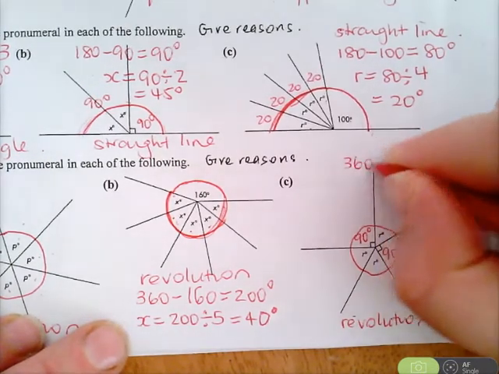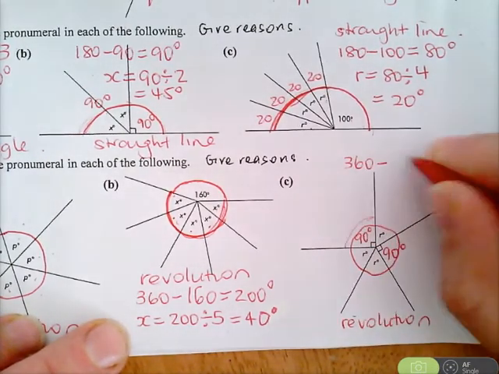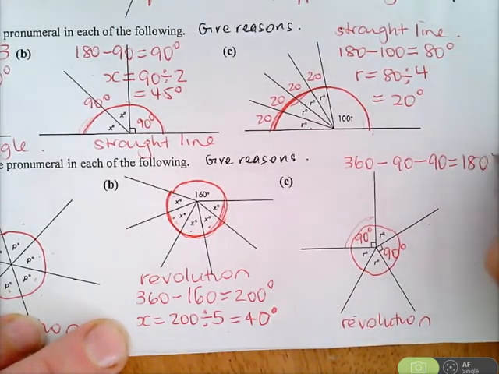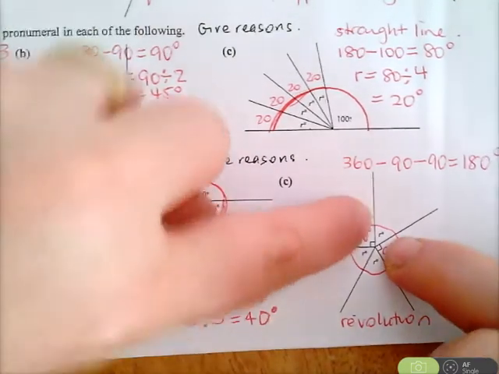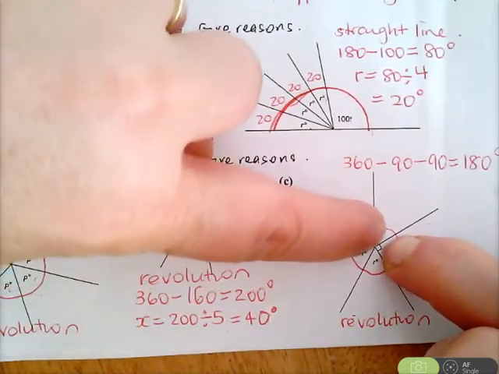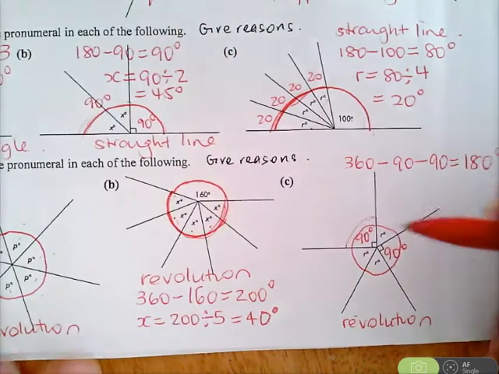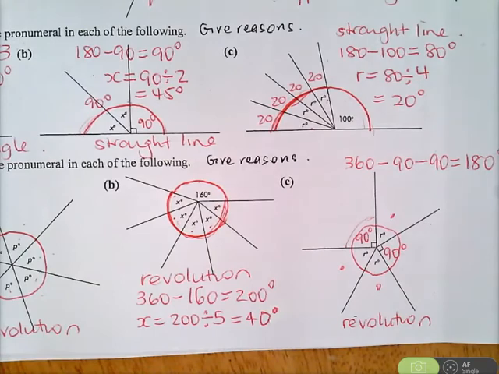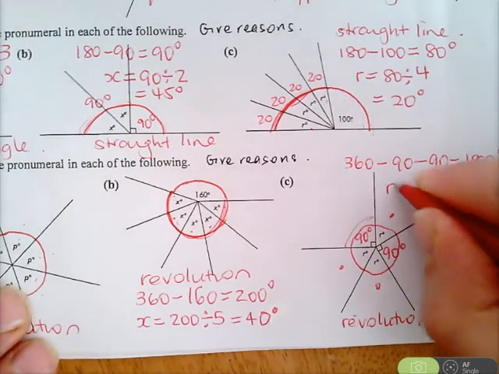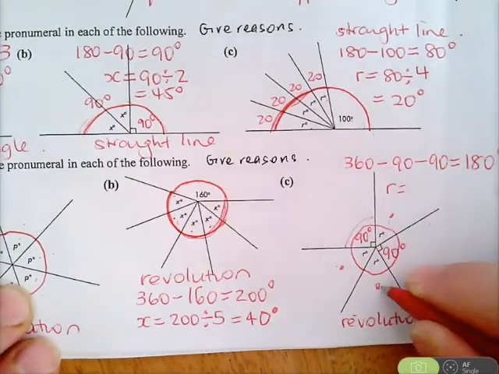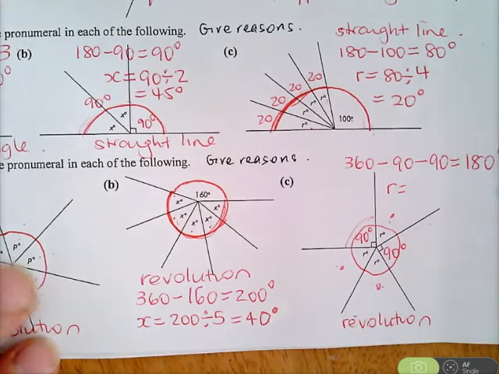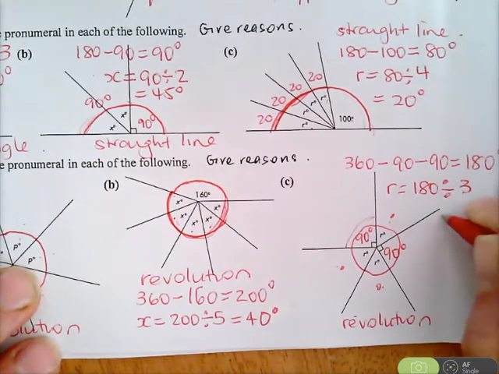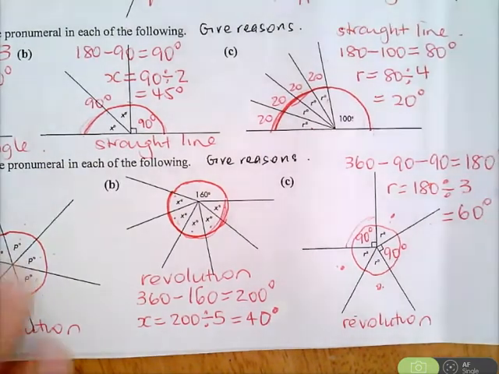So we're going to go 360 minus this one and minus that one is 180 degrees. So I've taken these two away, the minus 90 and the minus 90. So I've still got 1, 2, 3 R's that make up the remaining 180 degrees. So that R and that R and that R all add up to 180, and they're all the same size. So one of the R's is 180 divided by 3, which is 60 degrees.